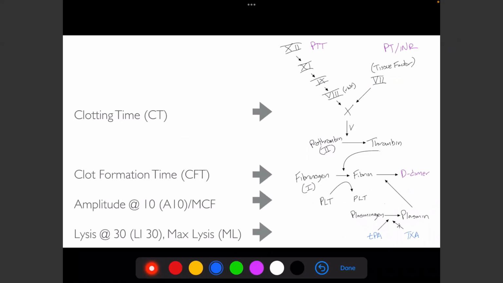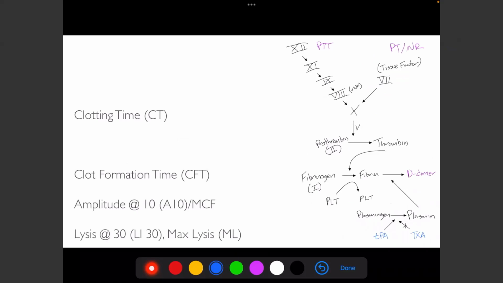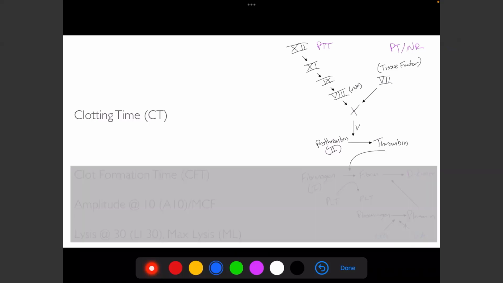Okay. For thoroughness, again, clotting time, I think this is a good way to look at it. It's here. Sorry, there's a lag with the iPad. So that's your clotting time. Think of it just like that. Everything above, when you have thrombin activating fibrinogen to fibrin.